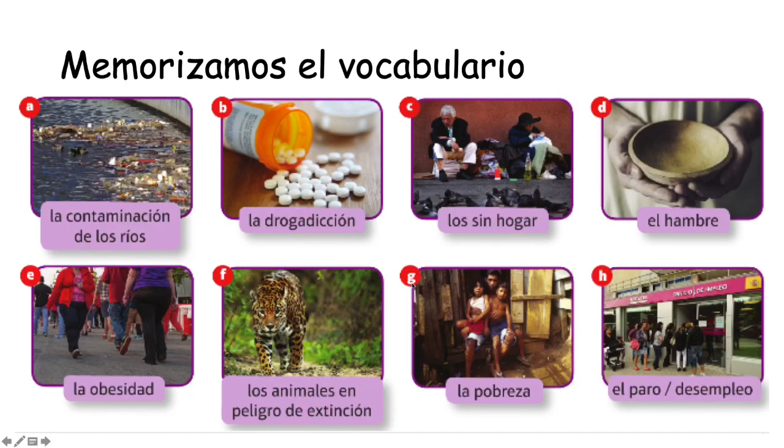¿Ok? G. La pobreza. ¿Vale? Y por último, H, el paro, el desempleo. Those are synonyms, right? Okay, so repeat that a few times.